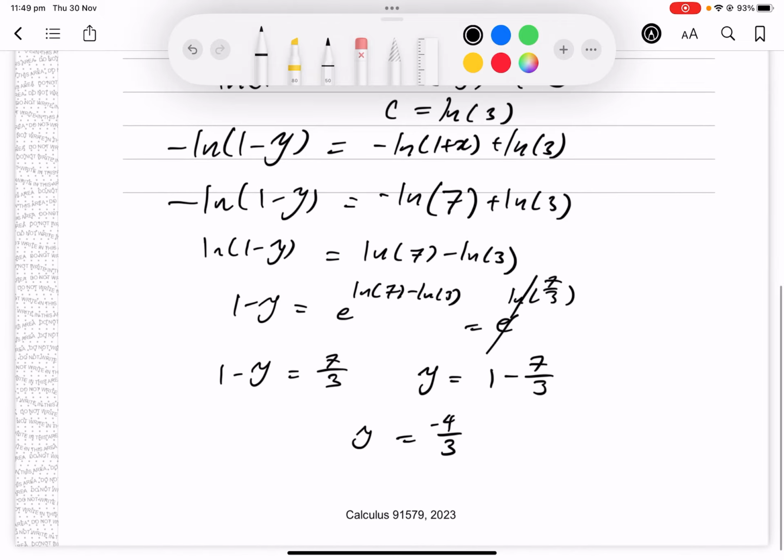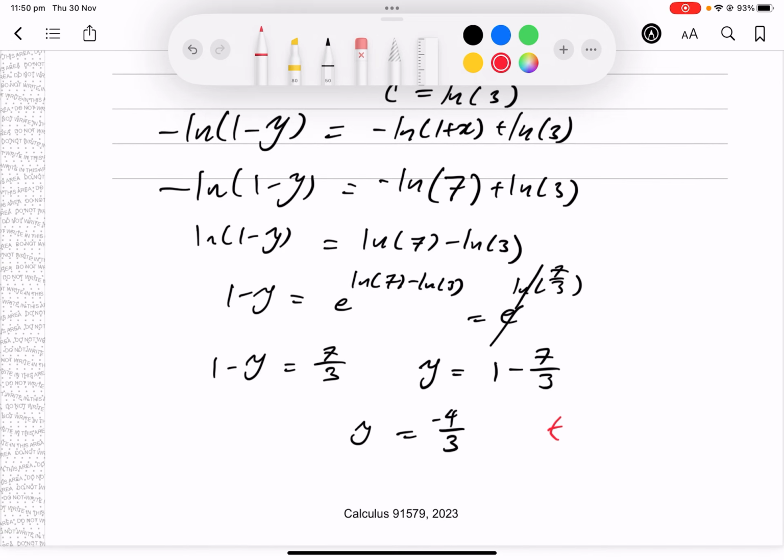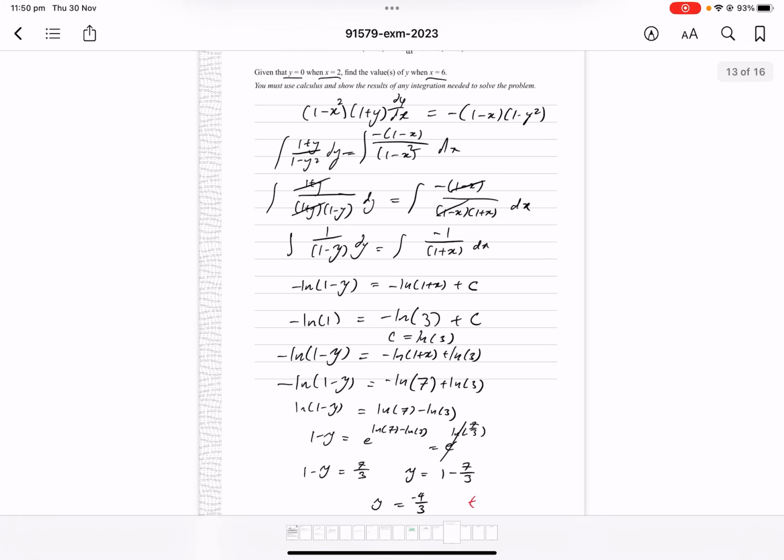And hopefully that's the correct answer. It should be an excellent level question here. Let me just double check that there are no silly mistakes. Minus ln 3, and e to the power of both sides, 7/3, 1 - y. Yeah, I don't see any mistakes here, so that looks perfectly fine to me. Perfect. Okay, so we have y = -4/3, and that concludes this paper.